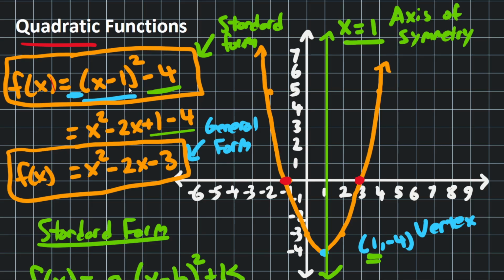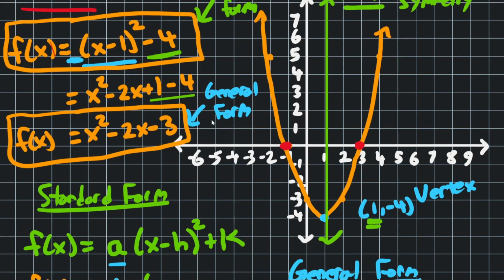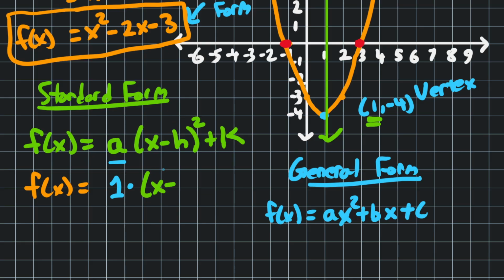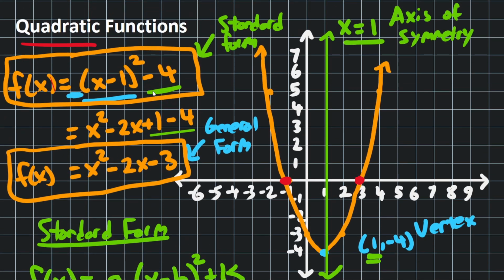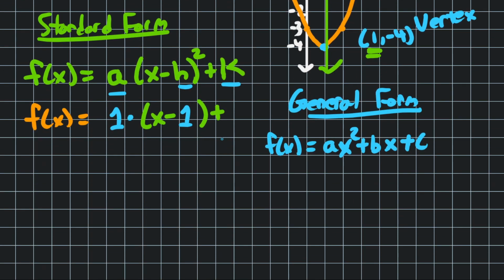So what is h in this case? h is 1. So this is x minus 1, and then plus k. What is k in this case? k is right here, -4. So plus -4, which just comes out to -4. Excellent.